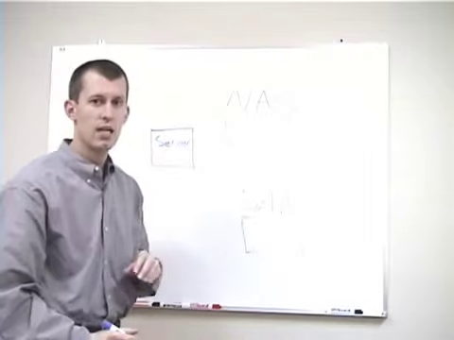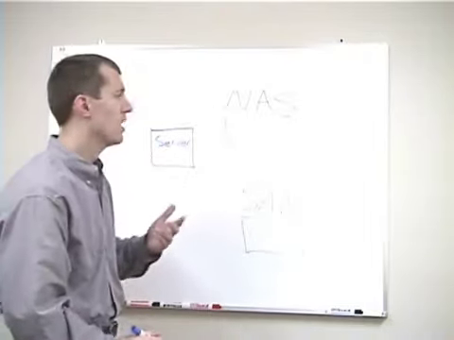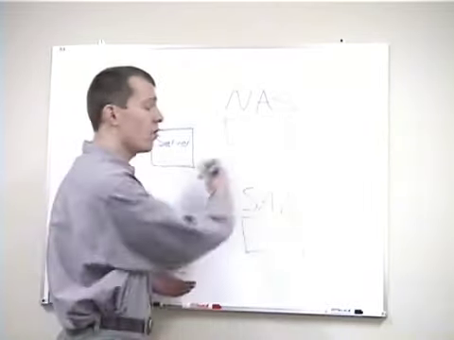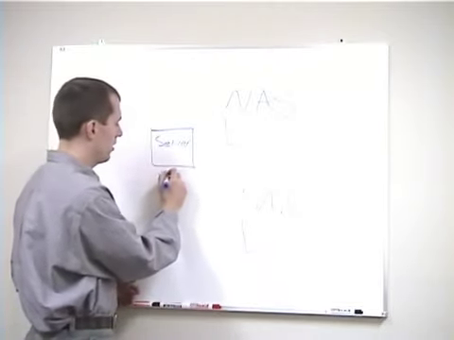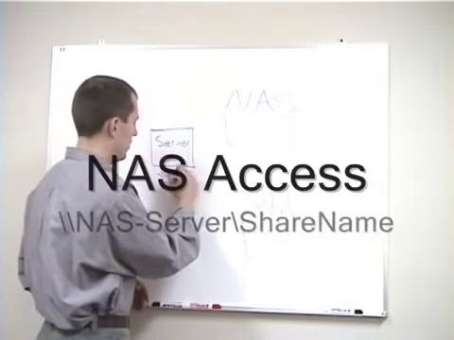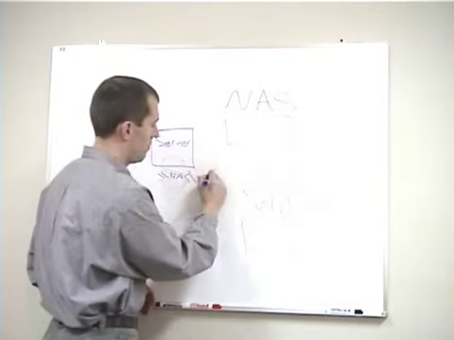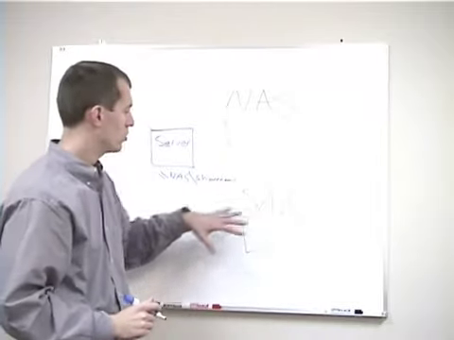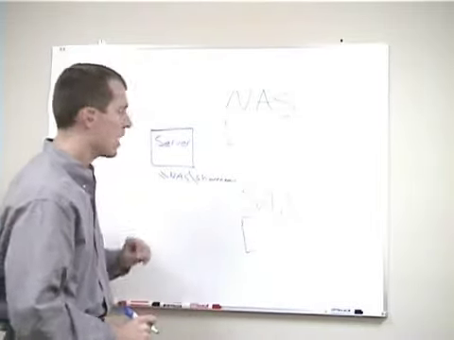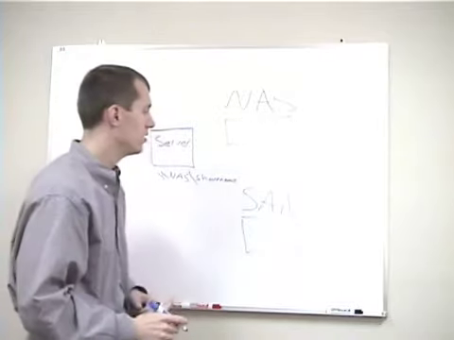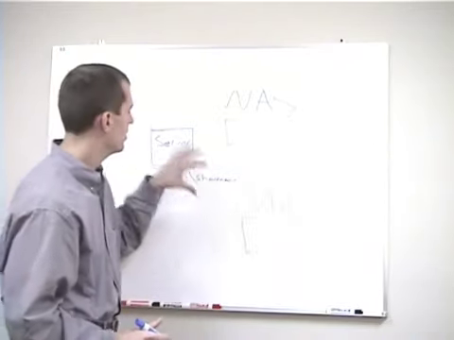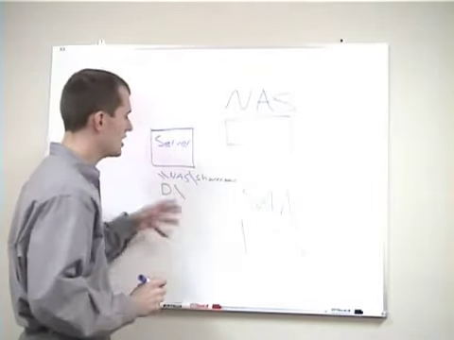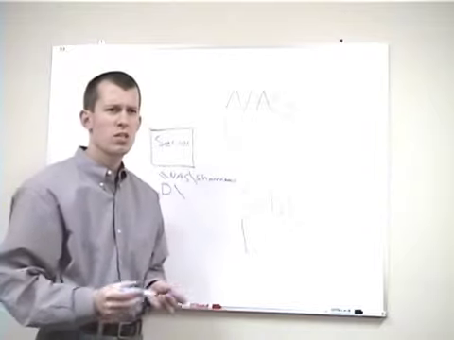So if my server is accessing NAS storage, it would see it as a share. So for example, if I wanted to access it, I would need to map a drive. I would say something like //NAS share name. Now if I wanted to access storage on the SAN, it would show up as an actual drive on my system. So if I dedicated a disk to my server on my SAN, it may show up as a D drive, and that's storage on my SAN.